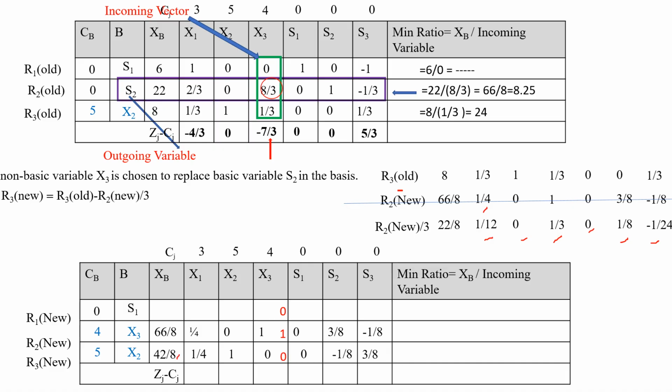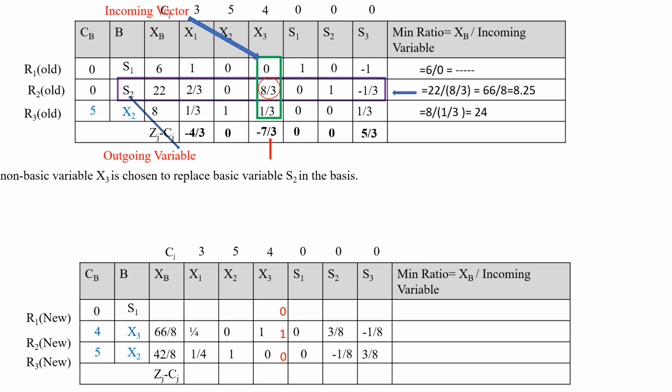Next we have to perform 1 by 3 minus 1 by 12, so 12 is the LCM, 4 minus 3, so 3 divided by 12, which is 1 by 4. So next one is 1 minus 0, it is 1, and 1 by 3, 1 minus 1 by 3, 0, 0 minus 0, 0, and 0 minus 1 by 8, minus 1 by 8, 1 by 3 minus of minus 1 by 24, which is 1 by 3 plus 1 by 24. So 24 is the LCM, then it will become 3 by 8.